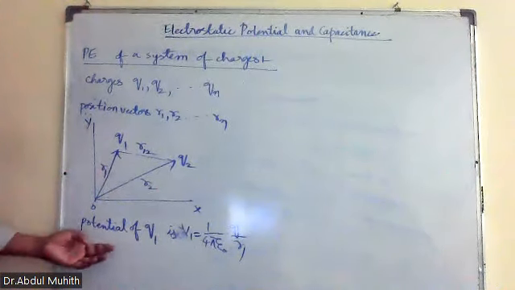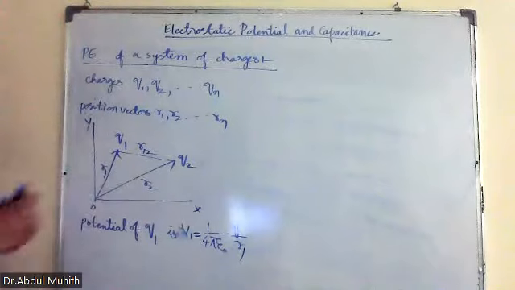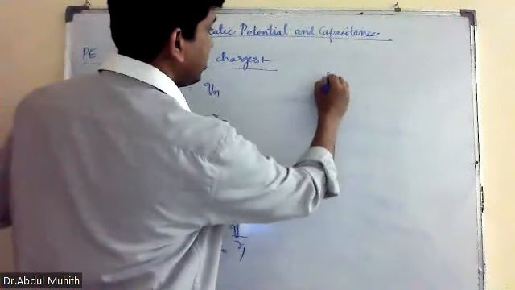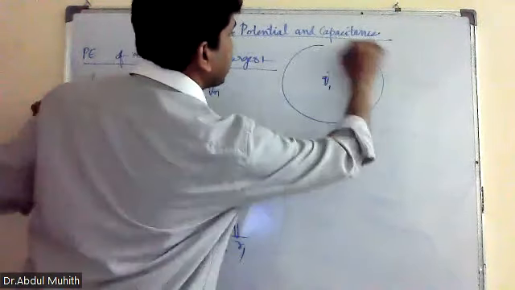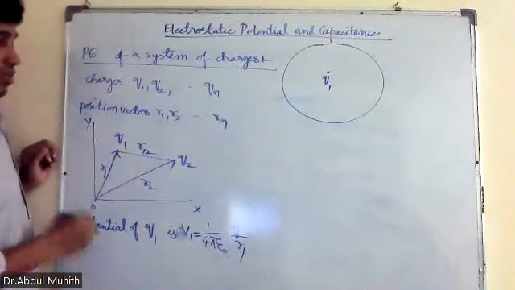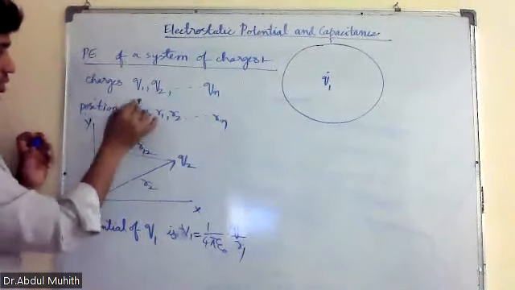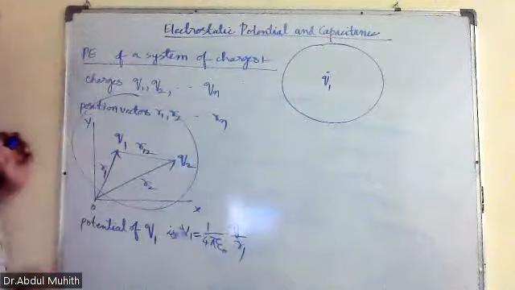Thank you so much. So, the potential of Q1. Suppose there is Q1, whose influence is up to a certain extent. Now, when I bring Q1 to a distance R1 from the origin, its influence is up to a certain extent, like this.